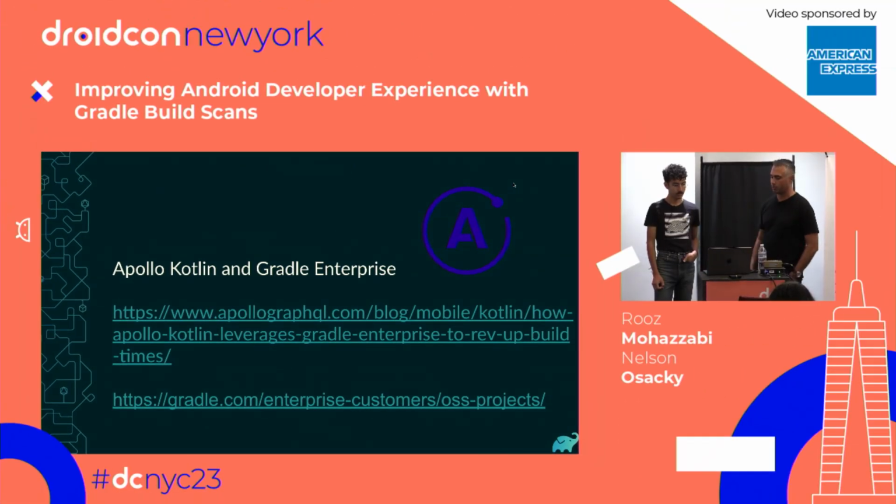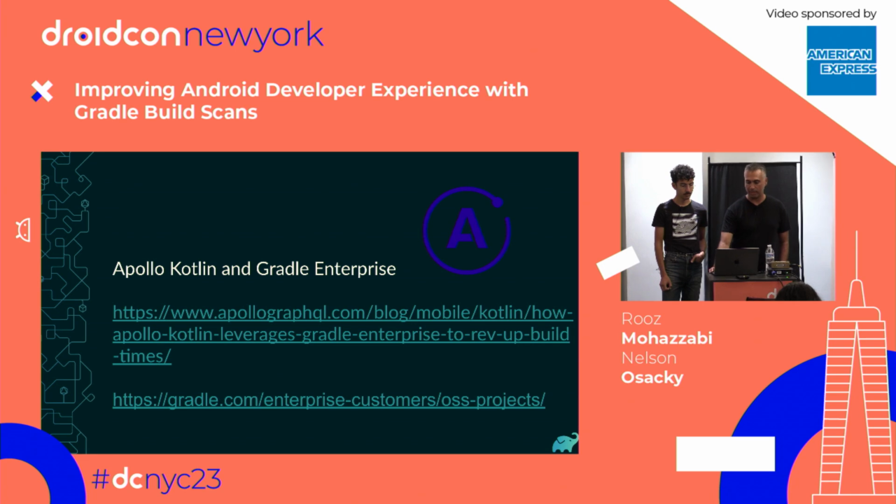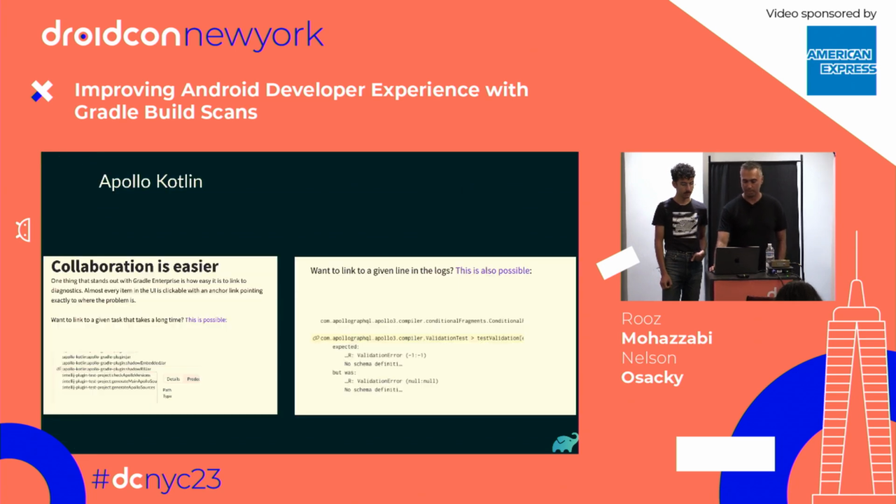Apollo Kotlin is on Gradle Enterprise, and they had a really nice blog post on some of their use cases. Many of you might know Martin Bonin. He's pretty active in the Android community. In his blog post, he says collaboration is much easier. That's one of their favorite use cases, what we just showed today, where you can highlight this line in the logs and pass it from person to person, especially because he's the build person on the team, and folks are asking him questions all the time.